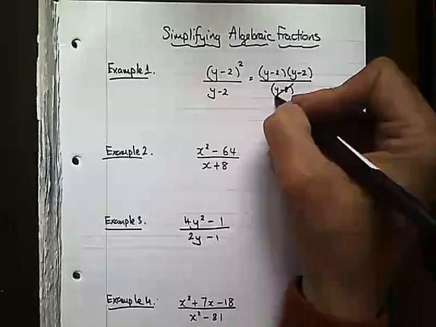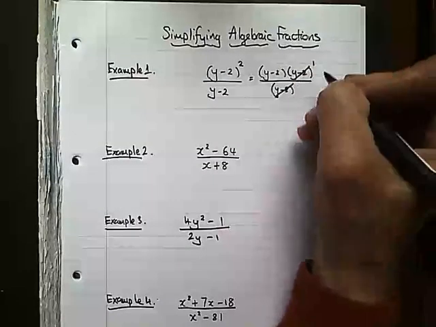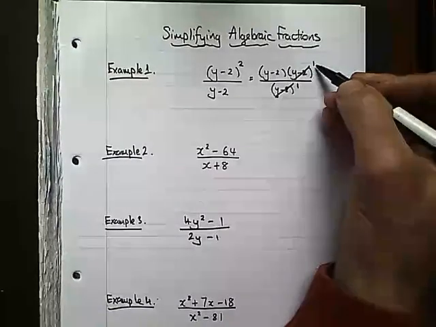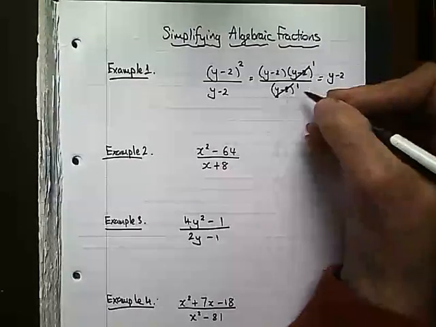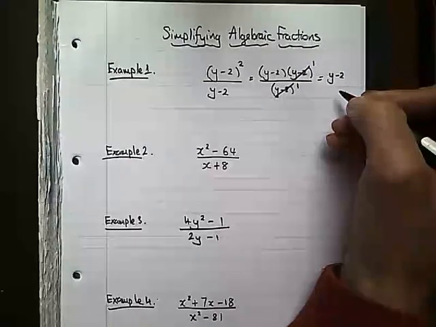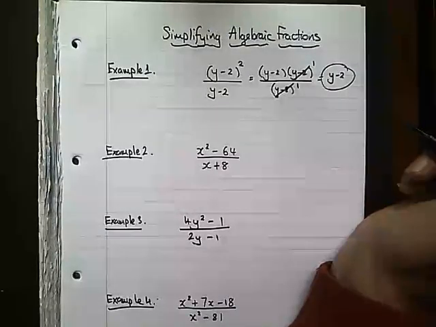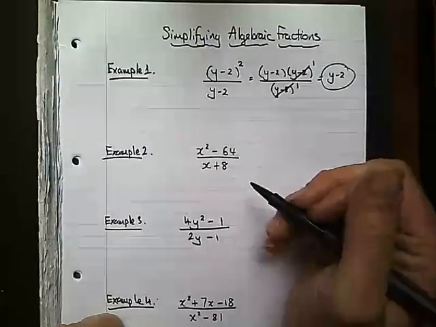So I'm going to cancel out y minus 2, cancel out y minus 2. I put 1 in replacement. So I'm left with y minus 2 times 1, which is y minus 2, divided through by 1. Well, y minus 2 divided by 1 is just y minus 2. So that is your answer, simplified.